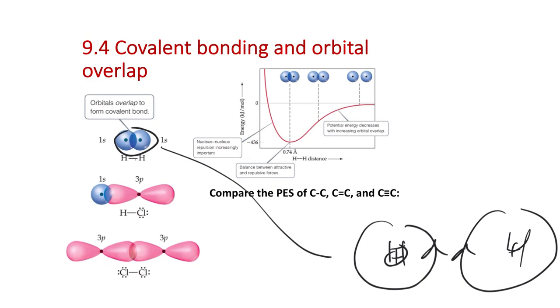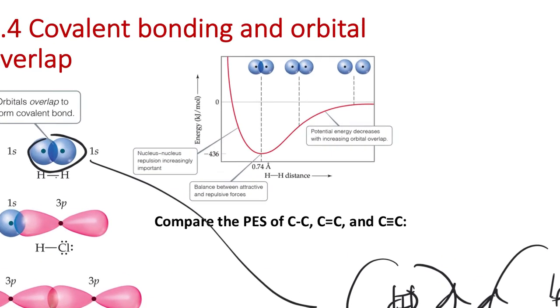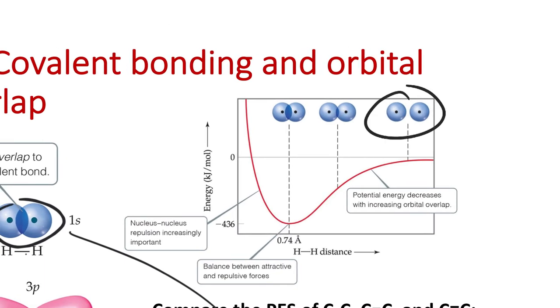Now, if we look at a diagram for hydrogen, let me zoom in on this. For hydrogen, at far separation, if we keep separating the atoms, they have no relative energy. So they are at 0 energy when they're far separated. We start bringing the atoms closer together, their energy starts to drop because their orbitals are overlapping. Each of the electrons experiences an attraction to the other nucleus.